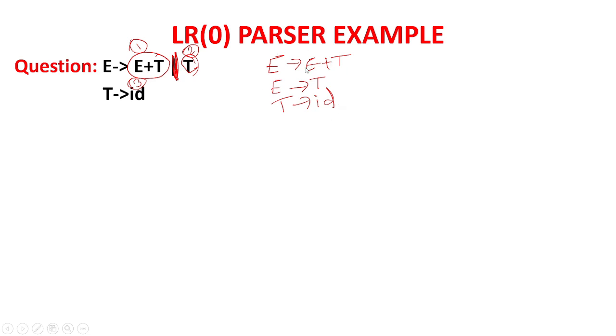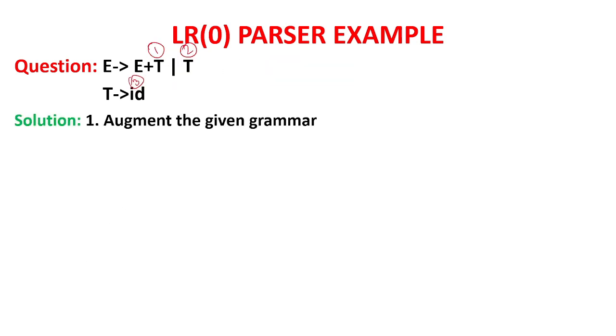Now, using these three productions I have to find out whether this given grammar is LR0 or not. Step 1 is to augment the given grammar. What is the meaning of augment? You just have to add an extra production, E dash goes to E. This E dash is a new variable, or non-terminal, which produces your start symbol, E. In this given grammar the start symbol is E, since E produces E plus T or E produces T. So you have to augment by putting E dash as the new start symbol, and E dash produces E.